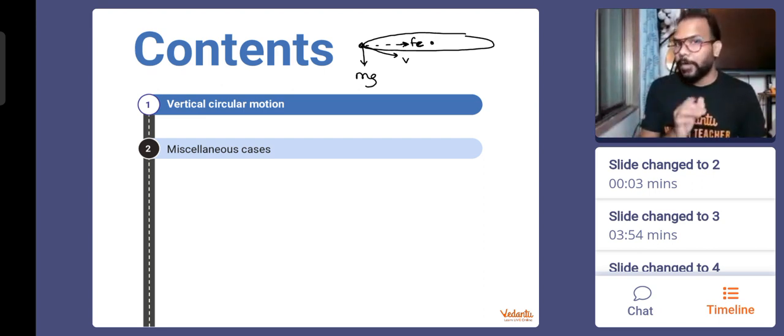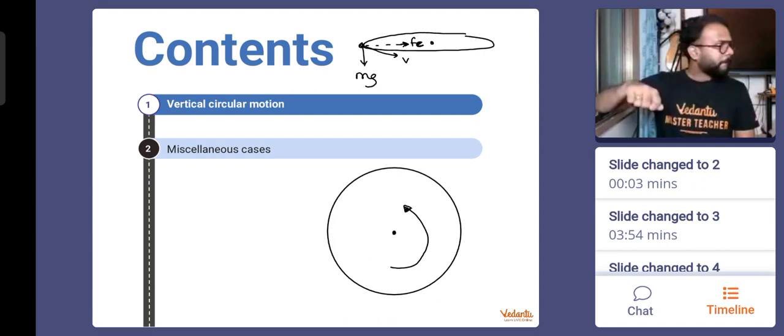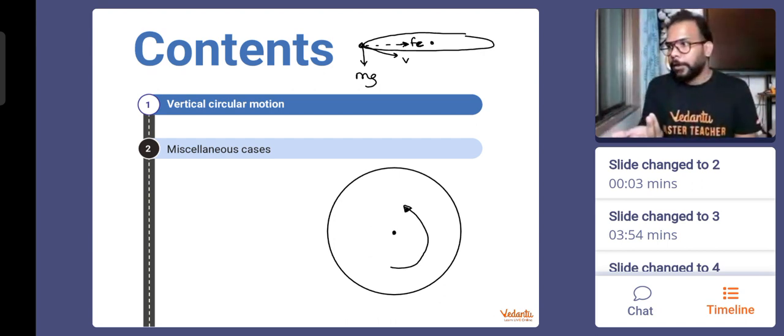Now, when we speak about vertical circular motion, we want to look at the effect of gravity on a body moving in a vertical circle. That means take a stone, connect it with a thread, and make it move like this. This is the vertical circle. The best example would be any merry-go-round in amusement parks. You might have gone there in fairs in general. Those merry-go-rounds are basically the vertical circular motion that we want to discuss here.